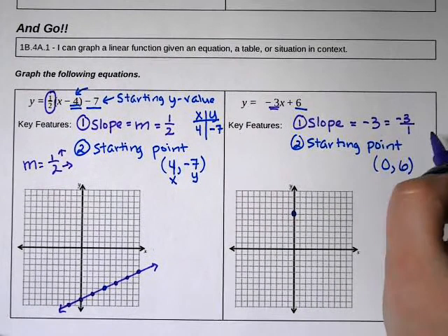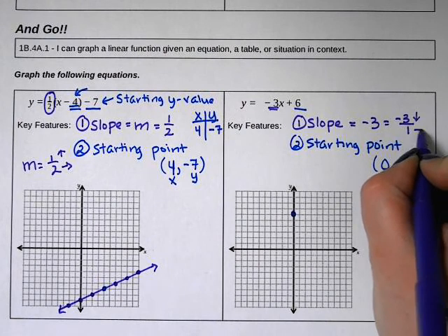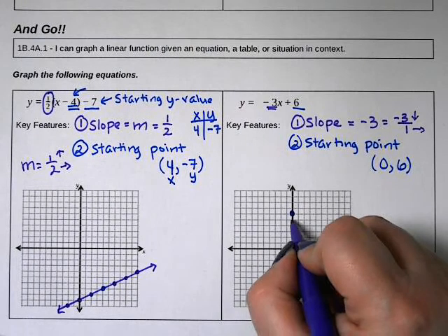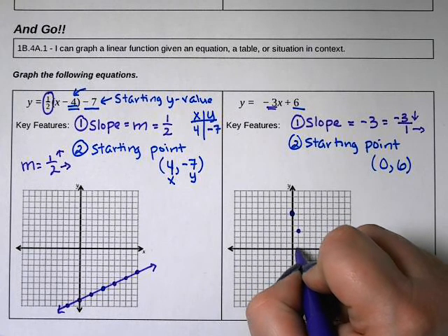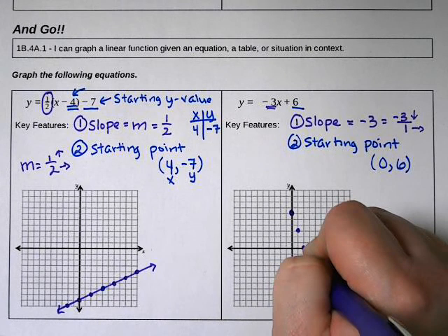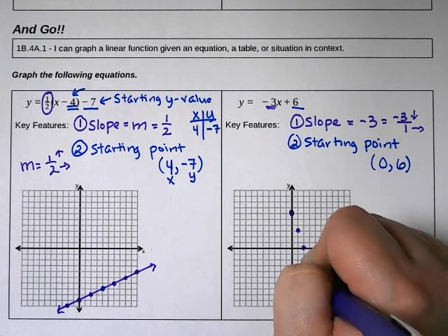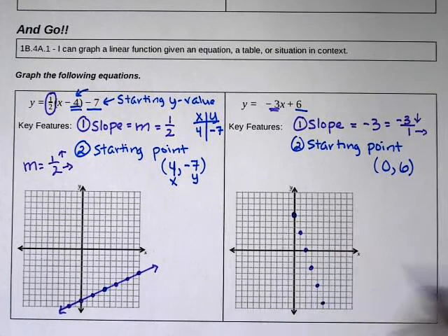Remember, rise over run. So if it's a negative 3, that means we're going to go down 3, and we're going to go to the right 1. So down 1, 2, 3, right 1. And keep going. Down 1, 2, 3, right 1. So I'm stuck over there.